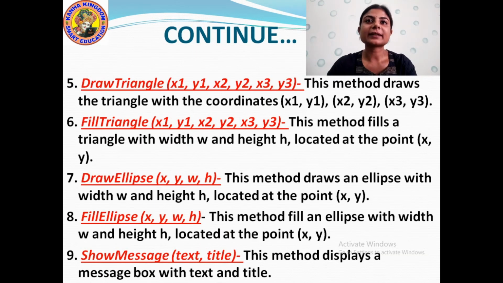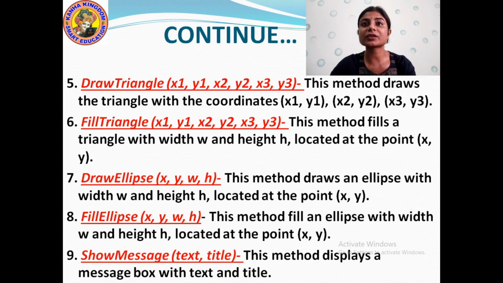And the next method is draw triangle. How many vertices are there in a triangle? There are three vertices, A, B, C, yes or no. To draw a triangle, that is X1, Y1, X2, Y2, X3 and Y3. Okay, draw triangle X1, Y1, X2, Y2, X3, Y3.